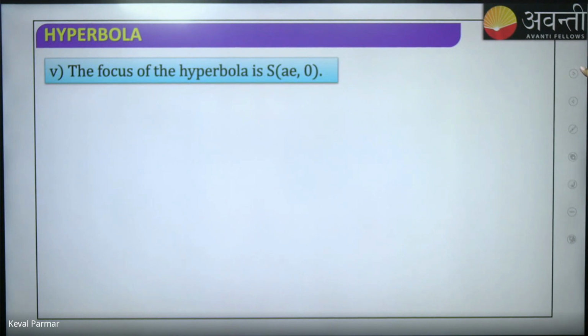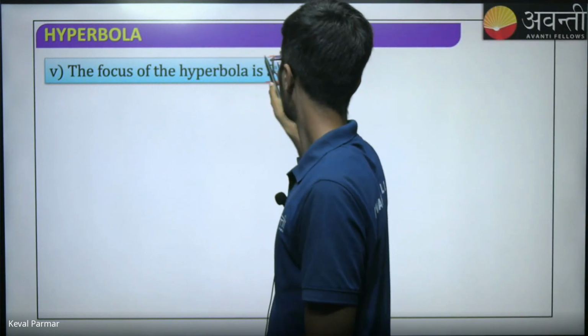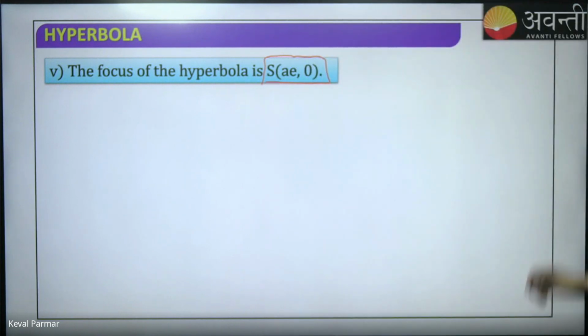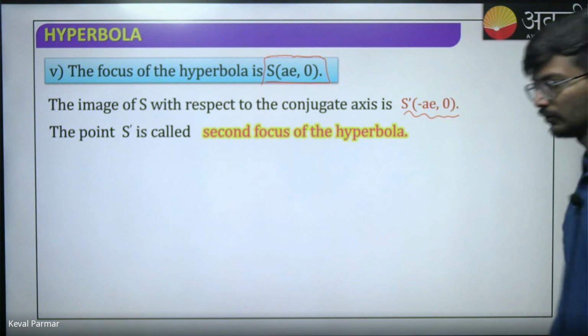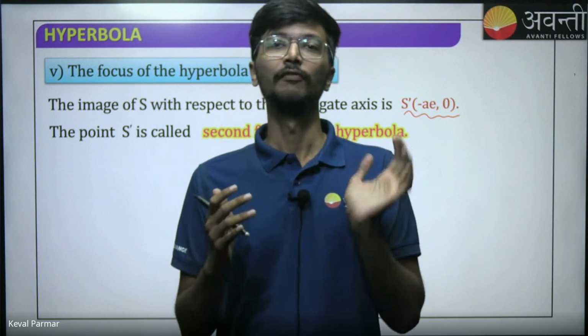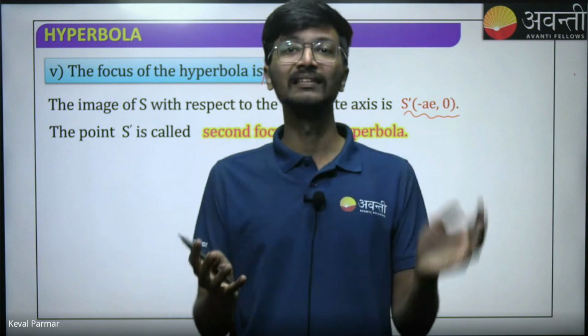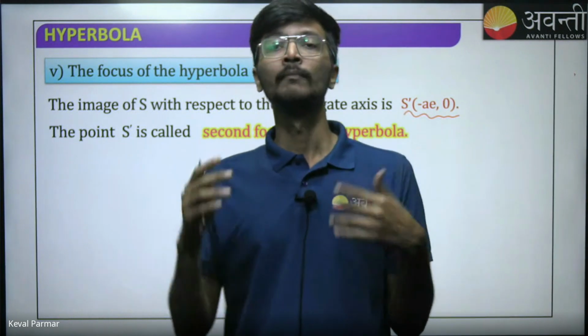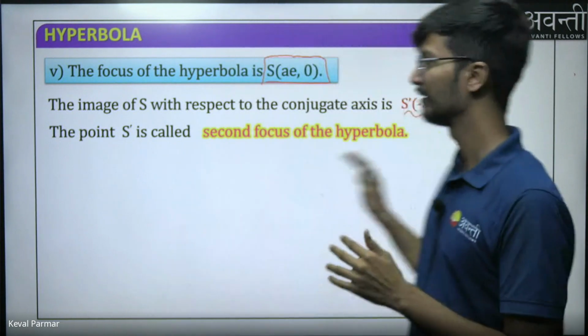The focus of the hyperbola. Now you can see in ellipse also the focus was the same, that is (ae, 0), and this is the second focus, which is (minus ae, 0). As I've already told you, we'll not go deep into this because the formulas for hyperbola are exactly the same as ellipse. The only difference that we saw is in the eccentricity formula in the equation. Apart from that, you will see everything is the same as ellipse.